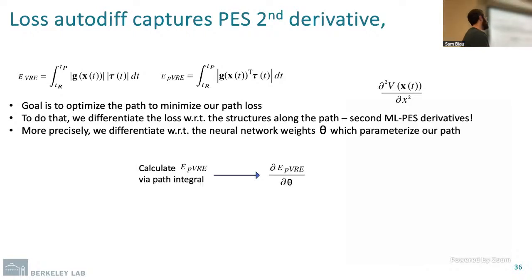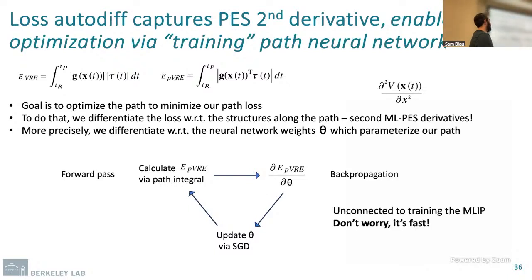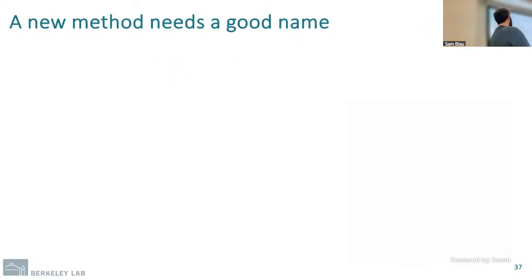So you calculate PVRE with the path integral, you auto diff, you update the weights of your path neural network with stochastic gradient descent. This is basically training a neural network, right? Your forward pass, your back propagation. But just to be clear, yes, training an MLIP is very expensive. Training this simple little path neural network, super cheap. It's like the same cost as NEB. No need to stress about the fact that I'm calling something training. Okay, it's just an optimization.